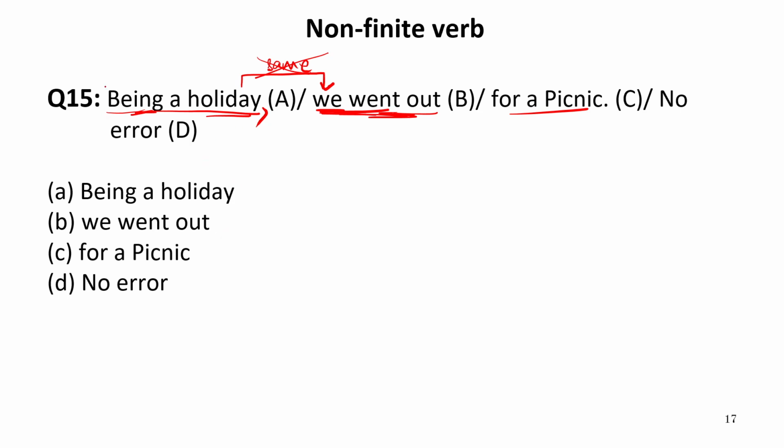It should be written "it being a holiday." Now what we do, we take this particular part as the subject. Now let us decide what can be the subjective case or the nominative case of this particular word. This is holiday, and for holiday we can use it. So the correct sentence will be: it being a holiday, we went out for a picnic.